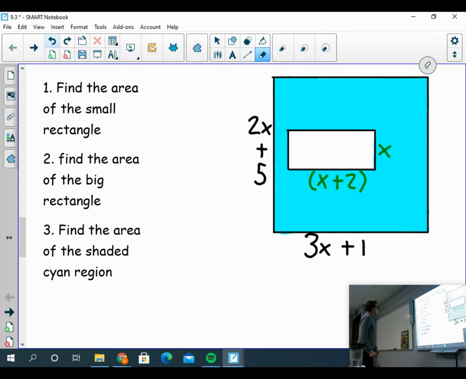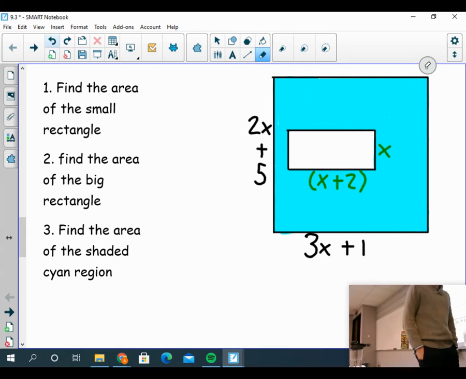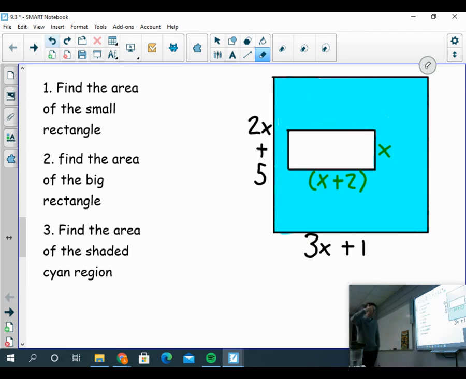What I want you to do is the following. I want you to try and find the area of the small rectangle. I want you to try and find the area of the big rectangle. And then I want you to find the area of the shaded cyan region. Not only do you need to multiply binomials, but let's apply this. Let's get our brains thinking, okay? I want you to be able to think through problems. So go ahead and give this a shot.